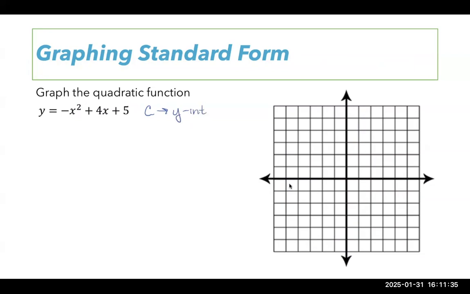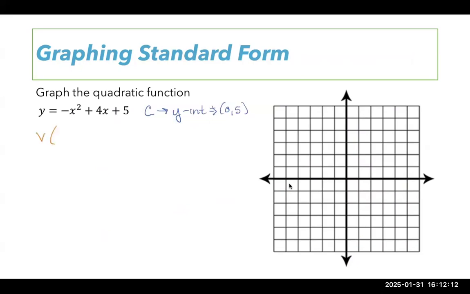Okay, so from vertex form, you can always tell the vertex from your equation. In factored form, you can always tell your x-intercepts from the equation. And in standard form, you can always tell your y-intercept from the equation. Okay, so we'll keep that in mind. Our y-intercept is going to be at 0, 5. But now what about the vertex?